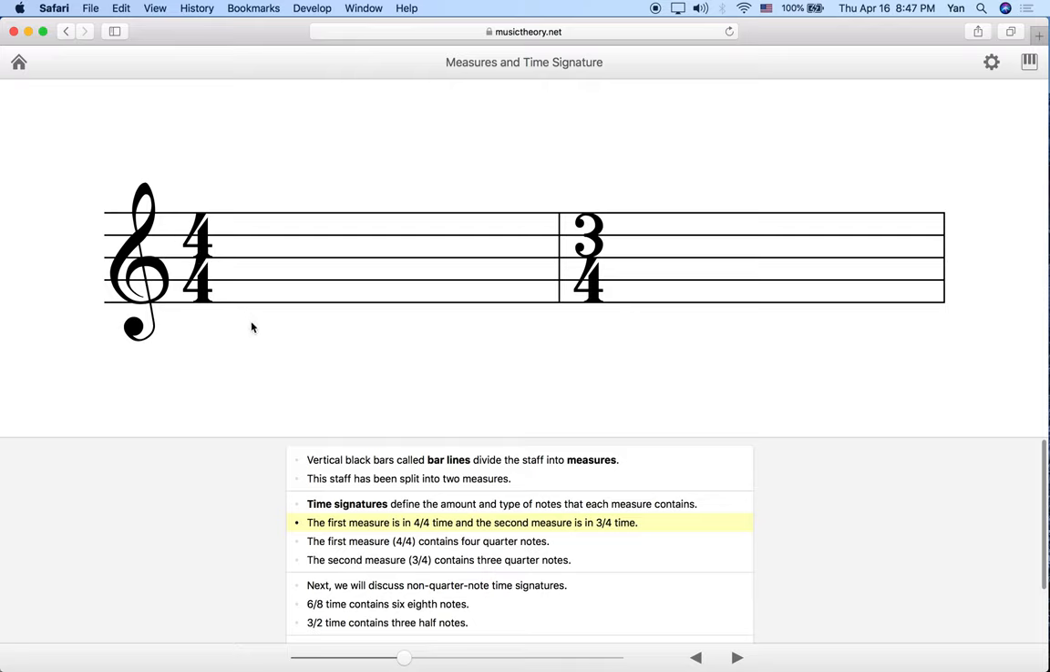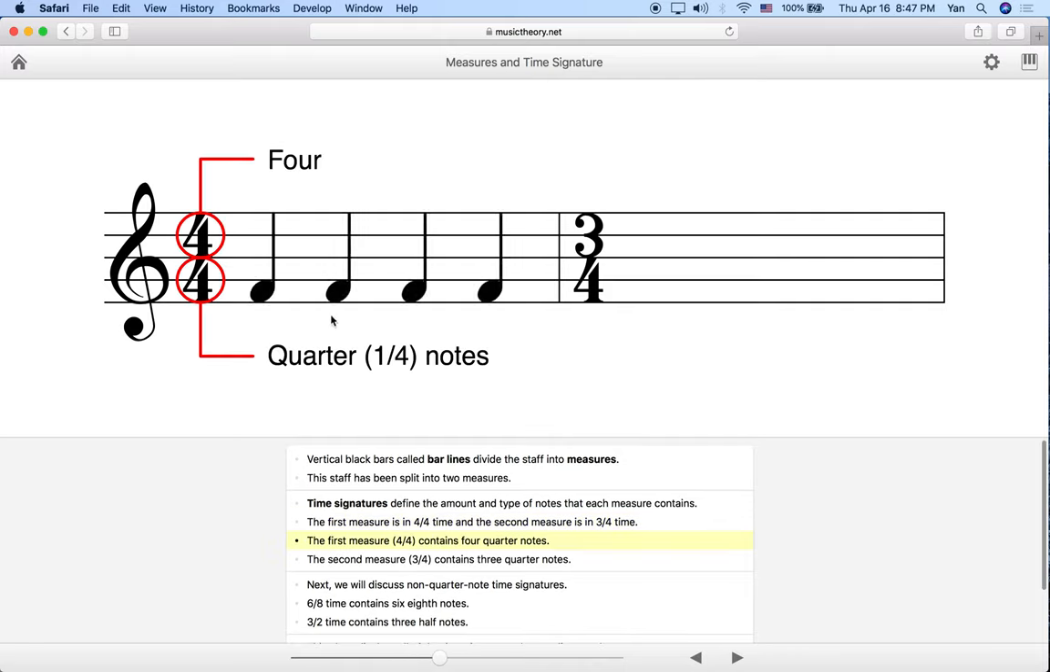For example, the first measure is 4-4, and it's going to have four quarter notes. The four at the bottom tells us that they're going to be quarter notes, and the four at the top tells us that there are going to be four of them. So, four quarter notes. And if we follow the same logic, we can see that here we have 3-4.